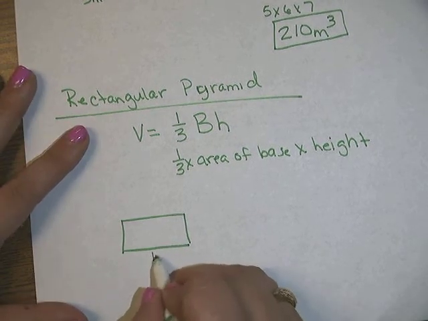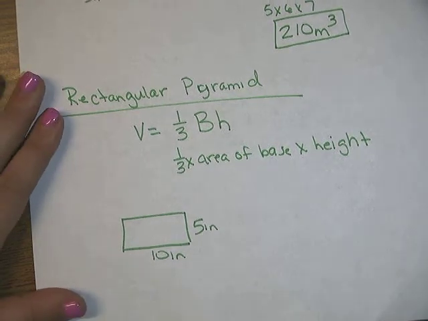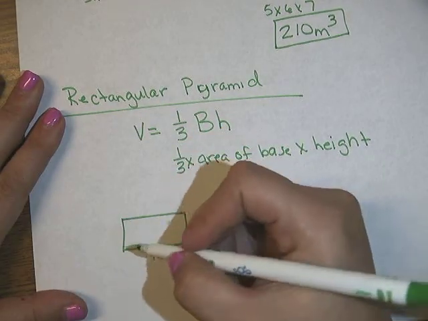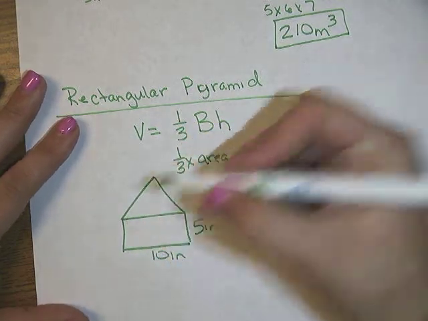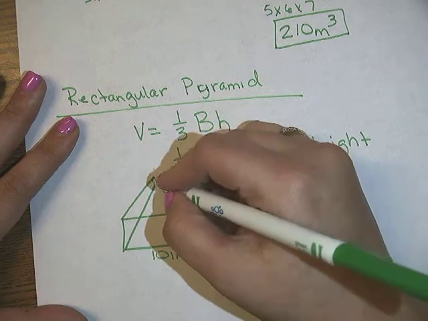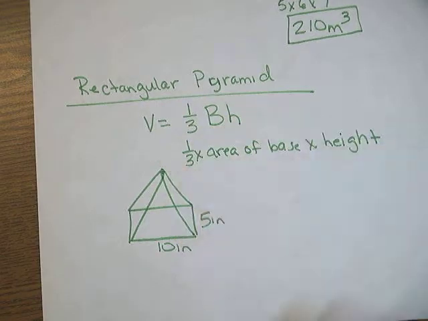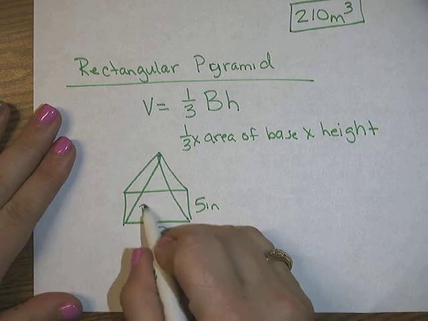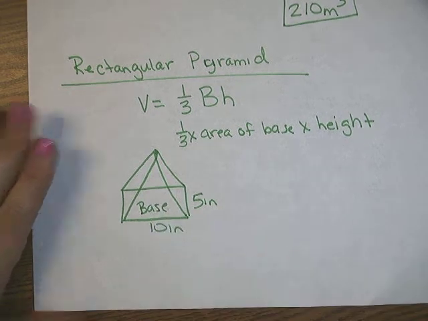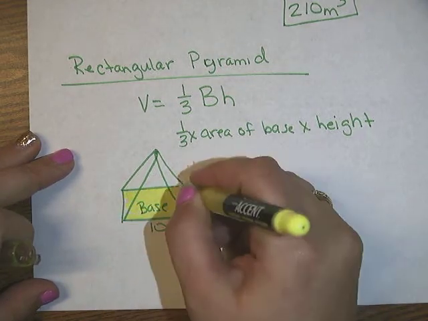Yeah. Okay, so let's draw a rectangular pyramid, and I'm not a good drawer, so just be patient. Okay, so this is my rectangular base. Somebody showed me how to do this last period. I just hope I do it right. Yeah, not too bad. Okay, so that's a rectangular pyramid because it comes to a point and it has a rectangle base.